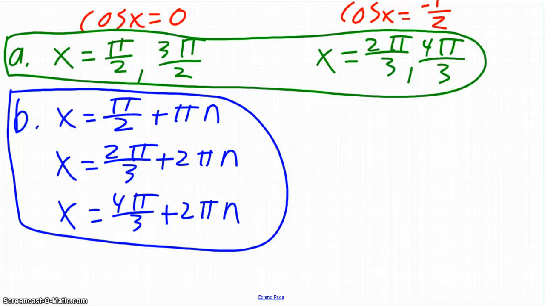For my general solutions, for the first ones here, pi halves and 3 pi halves, those are pi apart. So I can do x equals pi halves plus pi n. 2 pi thirds and 4 pi thirds don't share anything common. They're 2 pi thirds apart, but I can't continue to add 2 pi thirds because then I'll end up at pi thirds, and that doesn't work out. So I have to do each one of these separately. x equals 2 pi thirds plus 2 pi n, and x equals 4 pi thirds plus 2 pi n.